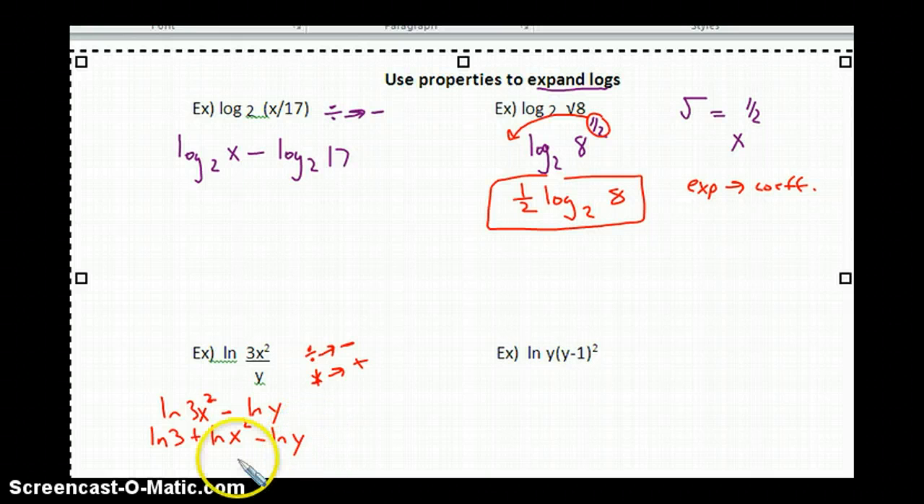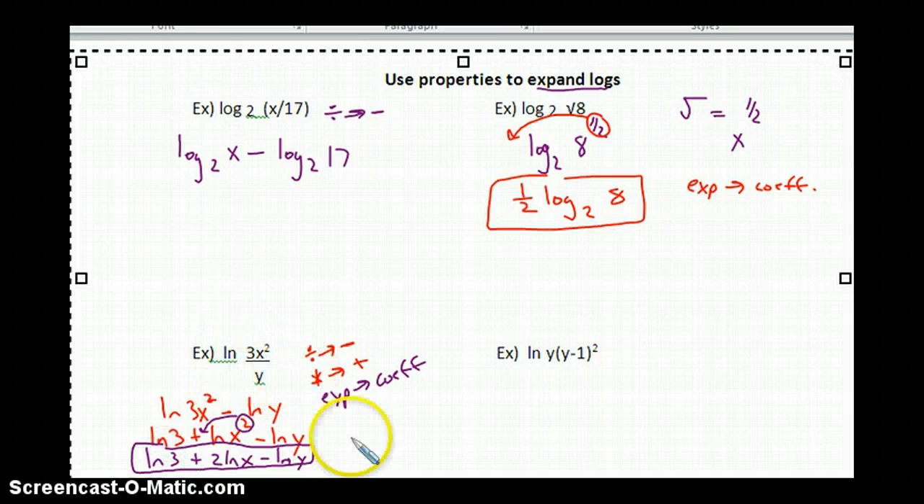And the last thing that I notice is I have an exponent. So I can change the exponent to a coefficient. So the natural log of 3 would stay there. I can move this 2 to the front of the natural log of x, so it would be 2 natural log of x, and then minus the natural log of y. So this would be my final expanded form of the original problem.